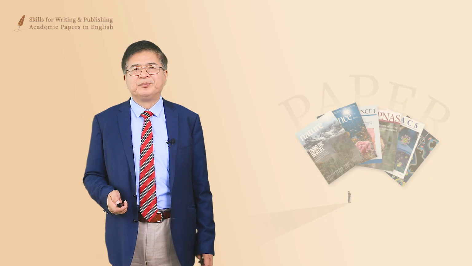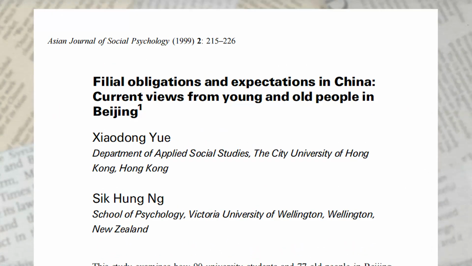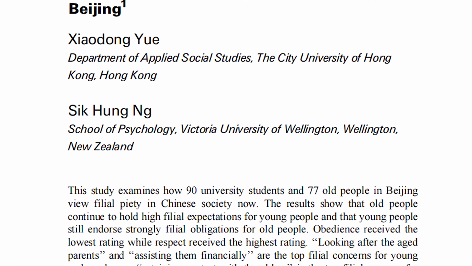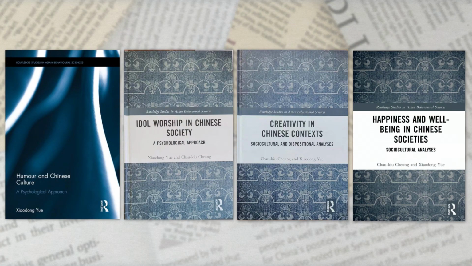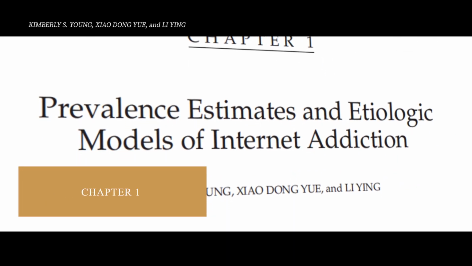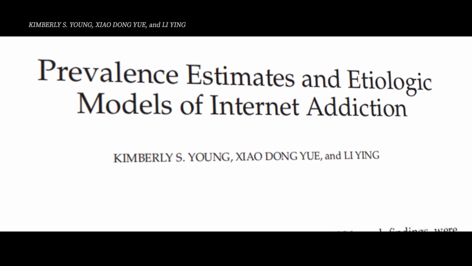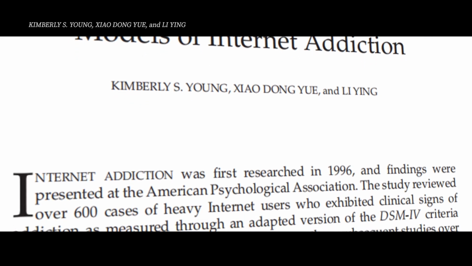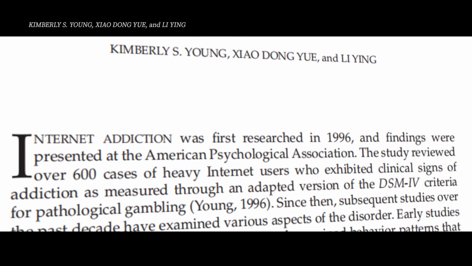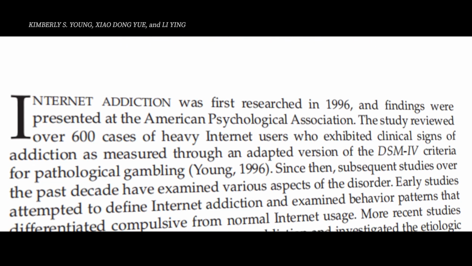Now I'll give you an example of a journal article that I published before. Notice this was published in 1999, last century. And here are 4 books that I published in the past. The one on the left is the sole author. That means I'm the only author. The rest is what I collaborated with my colleague, Jackie. And here is an example of a chapter I wrote together with another colleague, not from China, from overseas. And it is about the prevalence estimates and etiology models of internet addiction. It's with Kimberly Young, who is an expert in the field.